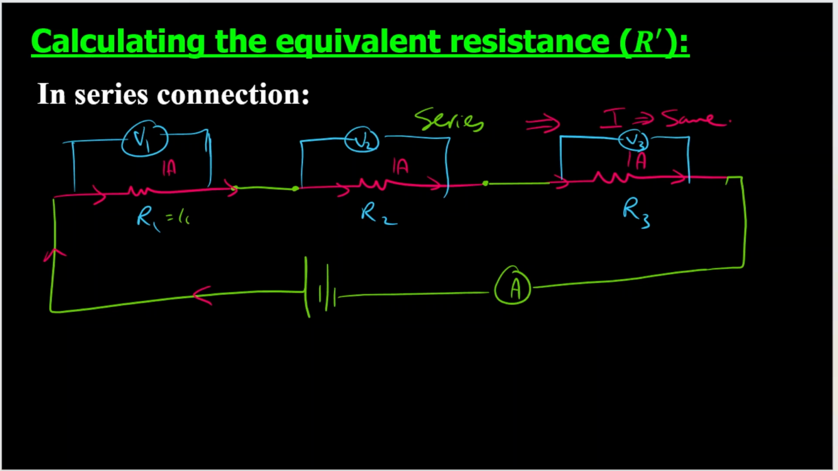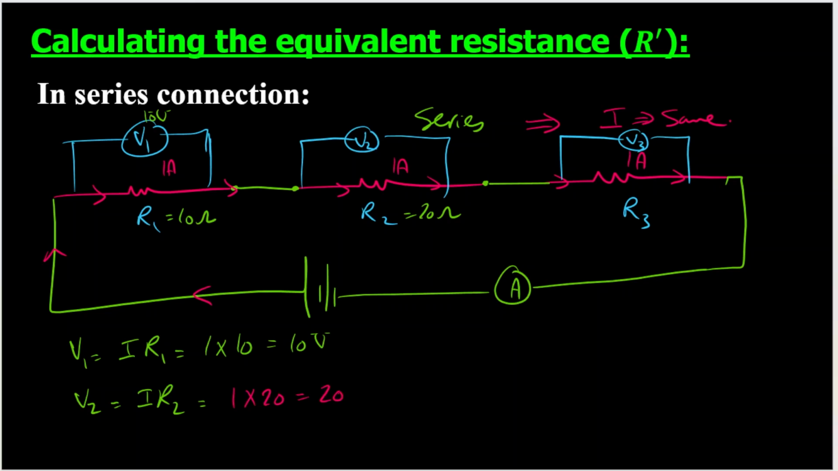If the value of this resistance is 10 ohm, the reading of V1 is equal to I times R1. I is equal to 1, R1 is equal to 10, so its reading is 10 volts. If this resistance is 20 ohm, the reading of the second voltmeter is I times R2. Why I, not I2? Because the same current is passing through the three resistors. So 1 times 20 will be 20 volts. What if the value of this resistance is 40, for example? The reading of the voltmeter will be I times R3, so 1 times 40, which is 40 volts.